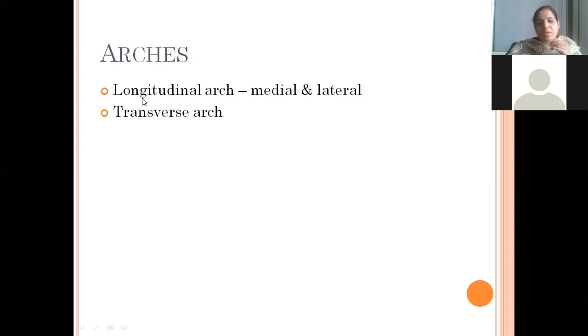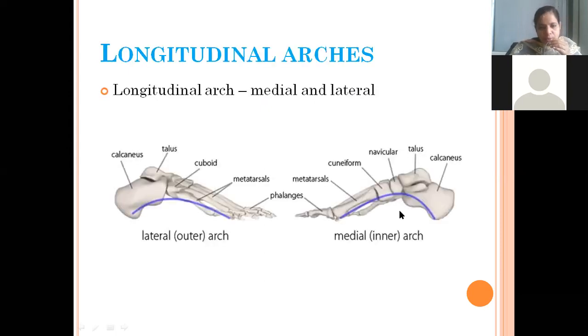Now when you observe arches, medially we have one arch, which you call the medial longitudinal arch, and laterally we have the lateral arch. Apart from that, we also have anterior and posterior transverse arches. Let us have a look. See, this is the medial arch. Does it not look high? This is the lateral arch.